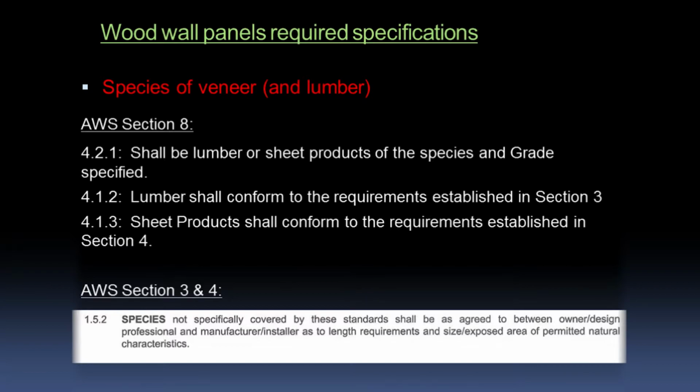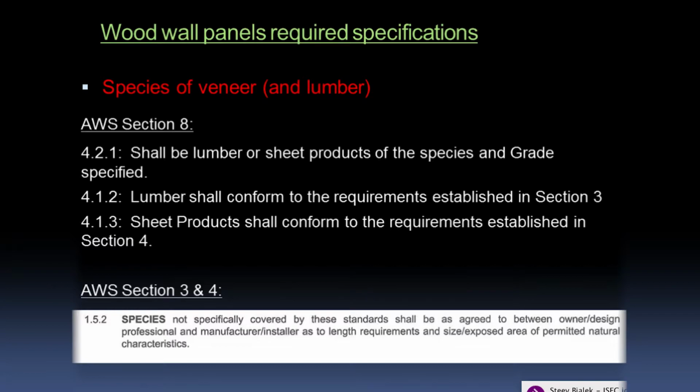AWS Section 8 steers you to Sections 3 and 4, which are general information sections. And what you're going to find there are the basic aesthetic requirements for premium and custom grade lumber and veneer components for wall paneling. You'll see this in other AWS sections too, being referred to 3 and 4 to see what the aesthetic requirements are. So, for example, 3 and 4 contains information regarding limits to the number of natural characteristics such as knots and so on. And these are listed by species and quality grade.